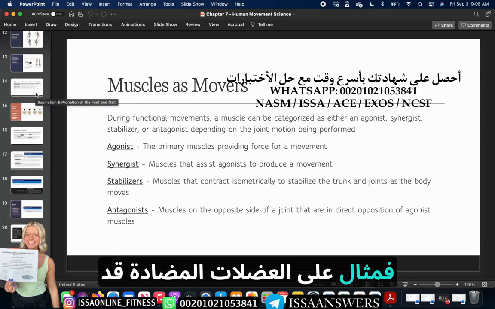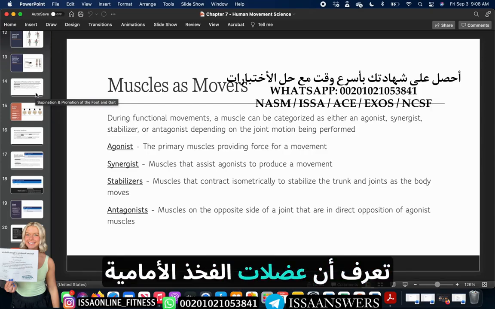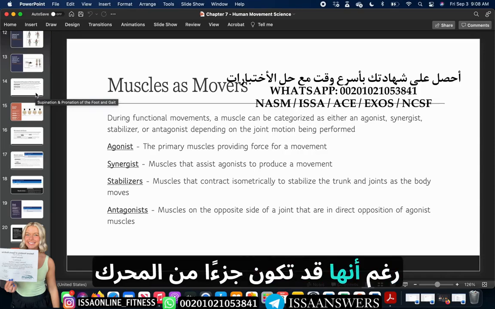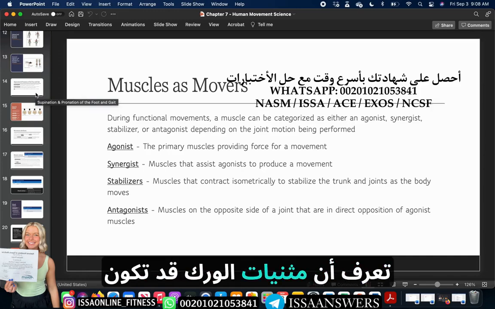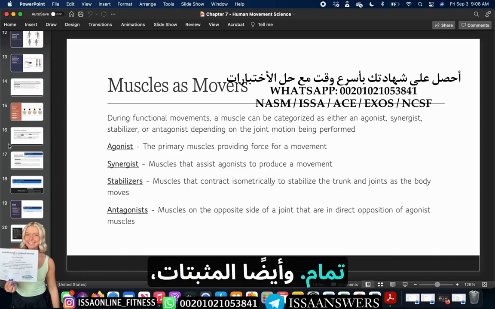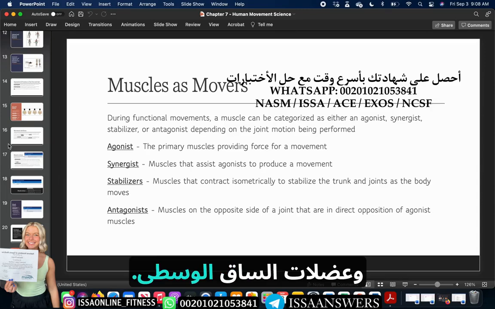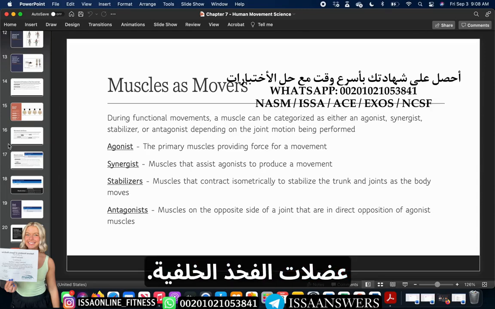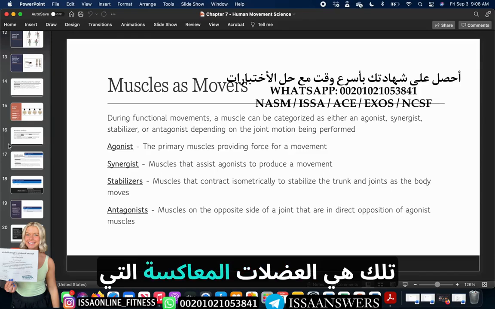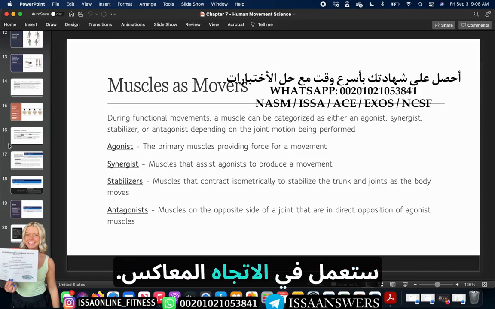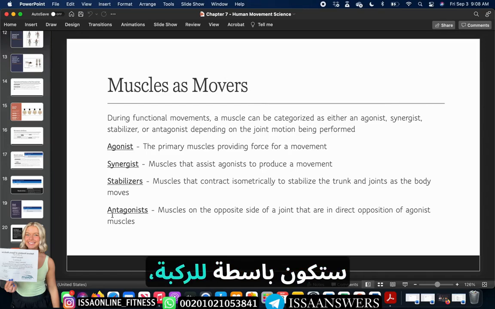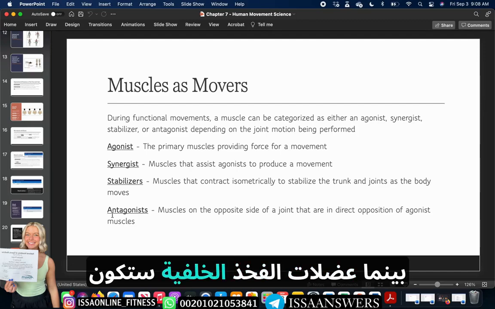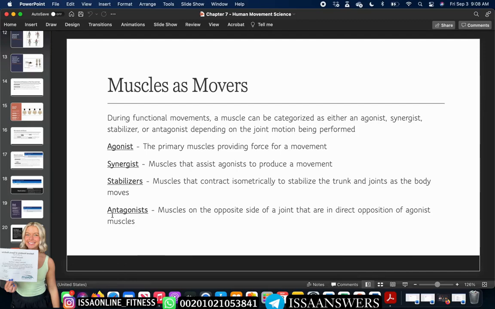An example of an antagonist might be as you're squatting, your quads are going to be your agonists. Your glutes, although maybe part agonist, part synergist. Your hip flexors might be synergists at that point as well. And then also your stabilizers, your adductors, your midline leg muscles, and then the antagonist for that would be your hamstrings. Those are the opposing muscles that would act in the opposite direction, because the quads are going to be a knee extensor, whereas the hamstrings are a knee flexor.